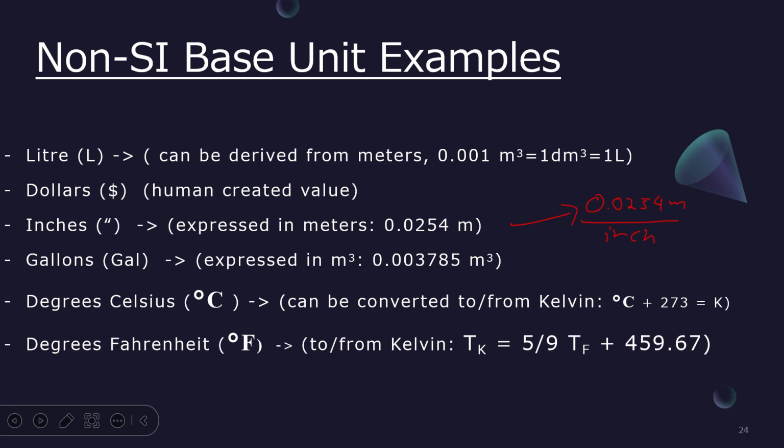Fahrenheit, again, the imperial or American way of measuring temperature. Take a look at that equation. Temperature in Kelvin equals 5/9 multiplied by the temperature in Fahrenheit plus 459.67. Wow. But there is a way to convert an SI base unit into Fahrenheit or vice versa.